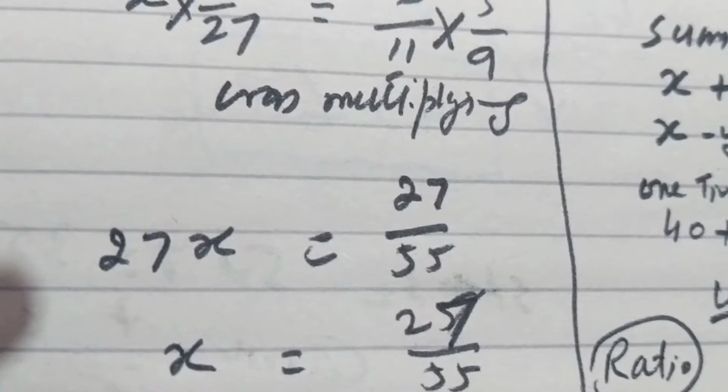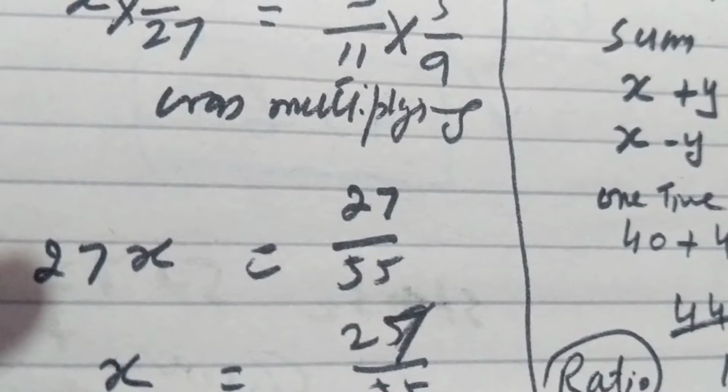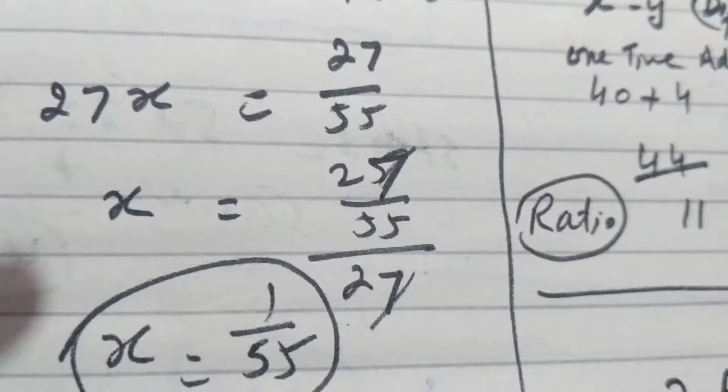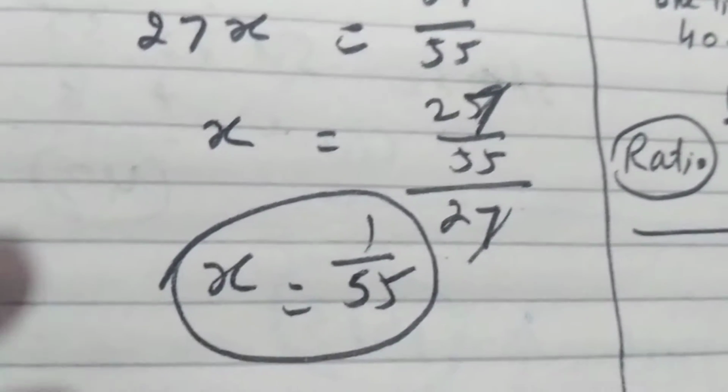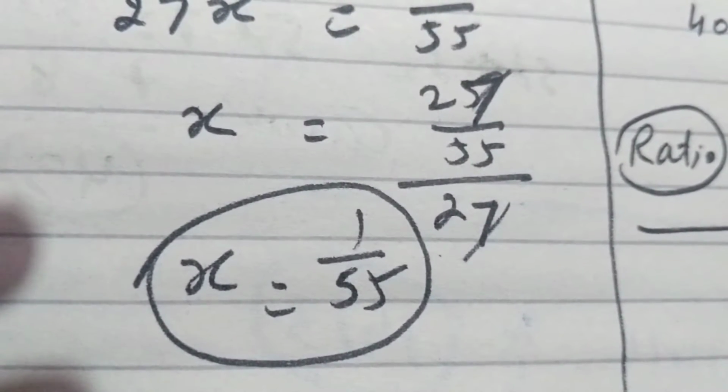So now 27x is equal to 27 by 55. Next is the same step, 27 by 55 by 27. By crossing 27 with 27, the answer is x is equal to 1 by 55.